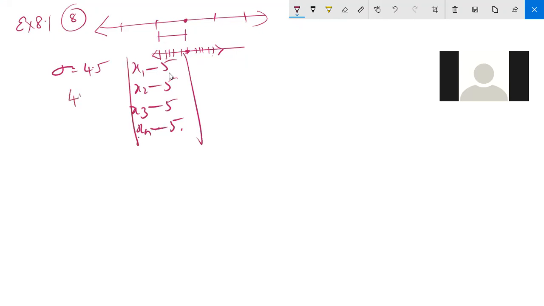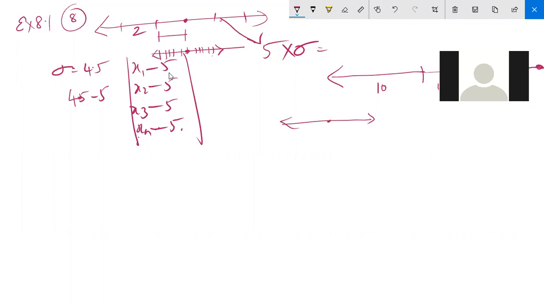Some people will say sigma becomes 4.5 minus 5. No, it doesn't. That is what I told you. Whenever you add or subtract, sigma doesn't change. But when you multiply or divide sigma, then it expands or shrinks. When you multiply sigma by 5, it expands 5 times and becomes very big. So if sigma was 2, here sigma will be 10. But if you add or subtract, what happens?